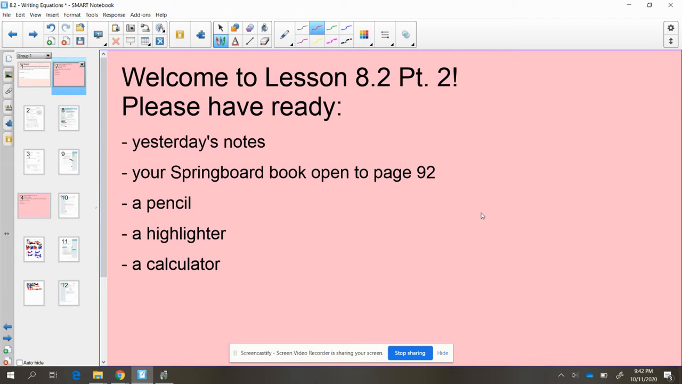Hello everyone, we have finally made it to the end of Unit 1 Part 2 and we're in Lesson 8.2 Part 2. Today's notes are going to be back in your Springboard book on page 92 and you're definitely going to want a pencil, possibly a highlighter, and a calculator as well to keep track.